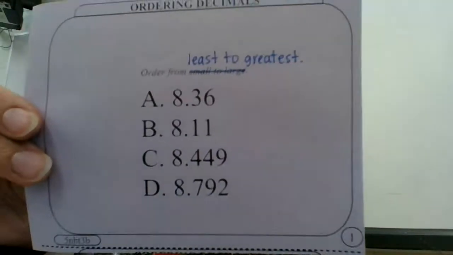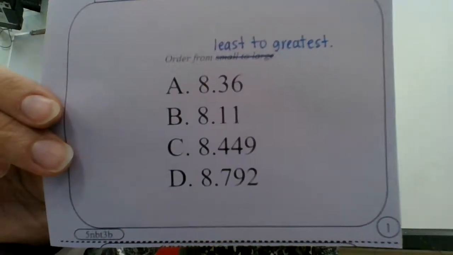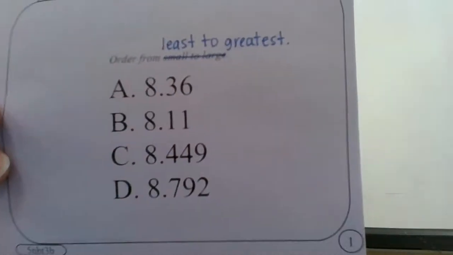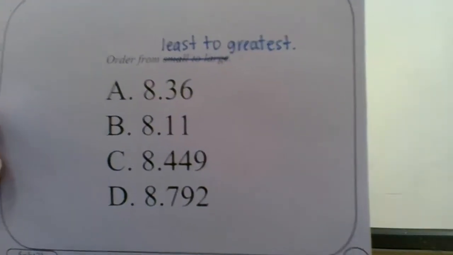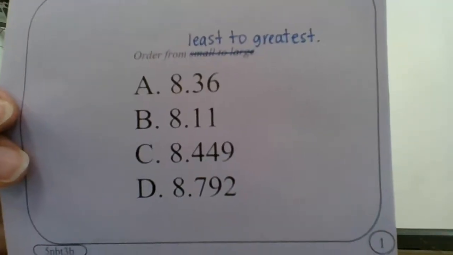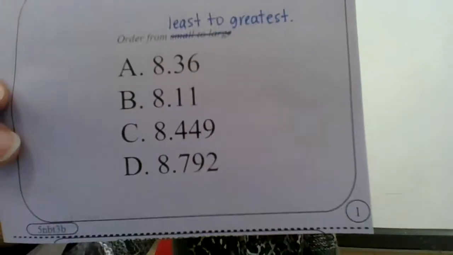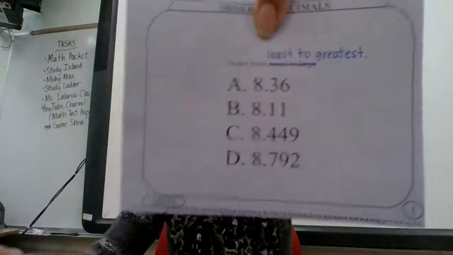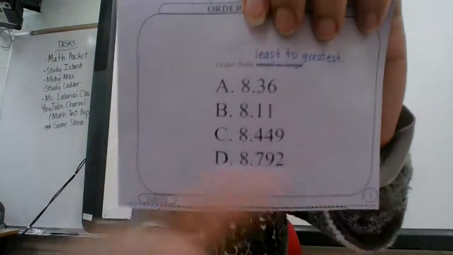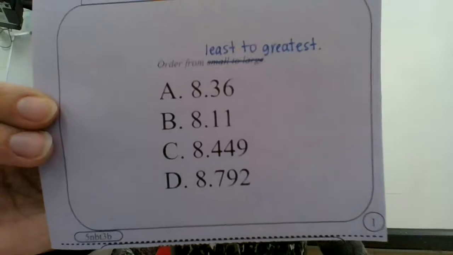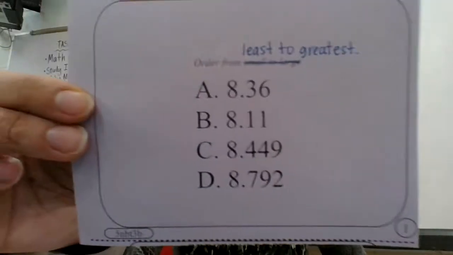We have A, 8 and 3600ths, B, 8 and 1100ths, C, 8 and 449 thousandths, D, 8 and 792 thousandths. Now, to put them in order, you need to line them up just like this. You see how the decimal is lined up, but there is something we need to do with these empty spots. What's that? Fill in your zeros. Don't forget, fill in those zeros and then compare them place by place and put them in order from least to greatest. Go ahead and write the letter along with the decimal number and put them in order.